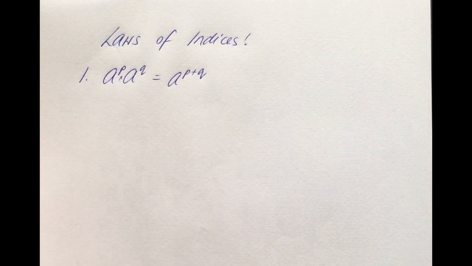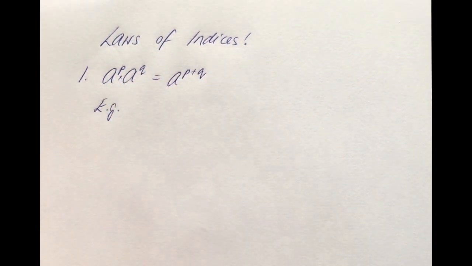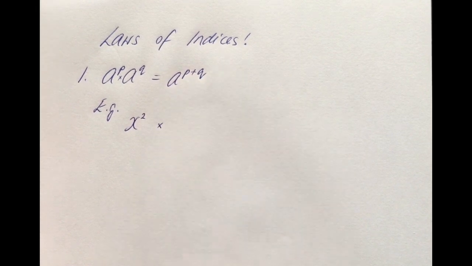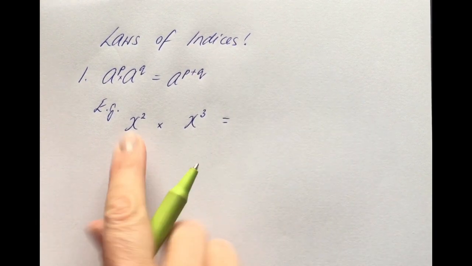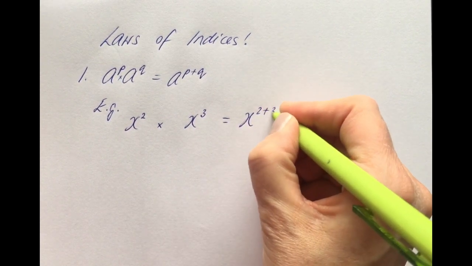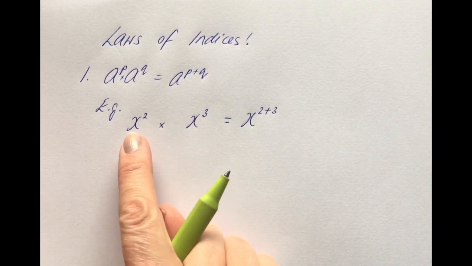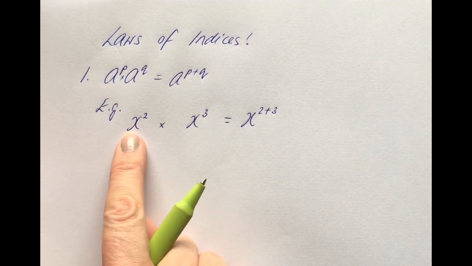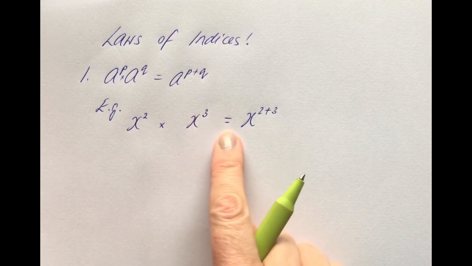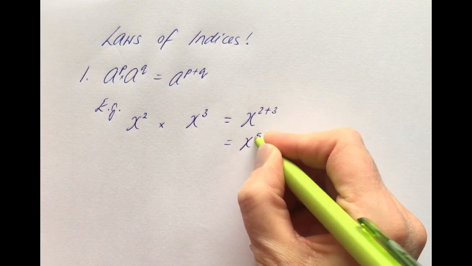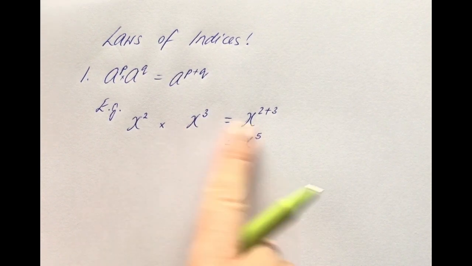Let's take an example. If you had x squared, and you are multiplying by x cubed, then you can simplify that to x to the power of 2 plus 3. You can add the powers. If you're multiplying the two terms and both are a power of x, so you have x to the power of something times x to the power of something, then you can add the powers. So what we should be getting is x to the power of 5. Well, let's have a look in more detail and see if that is true.